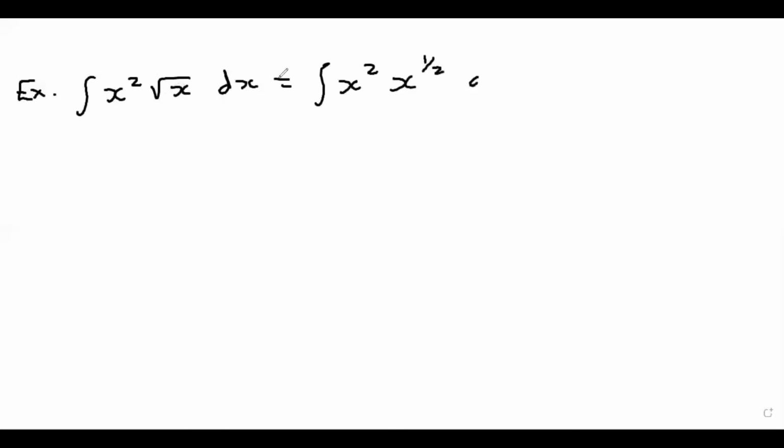Next example. Let's say we have the integral of x squared root x dx. Because we know that this symbol here means being raised to the power of half, we could have the integral of x squared times x to the half dx. So now we know when we multiply with the same bases, we add the powers. So we have the integral of x to the 2 plus a half dx. So 2 plus a half, that's 5 over 2. So that's x to the 5 over 2.